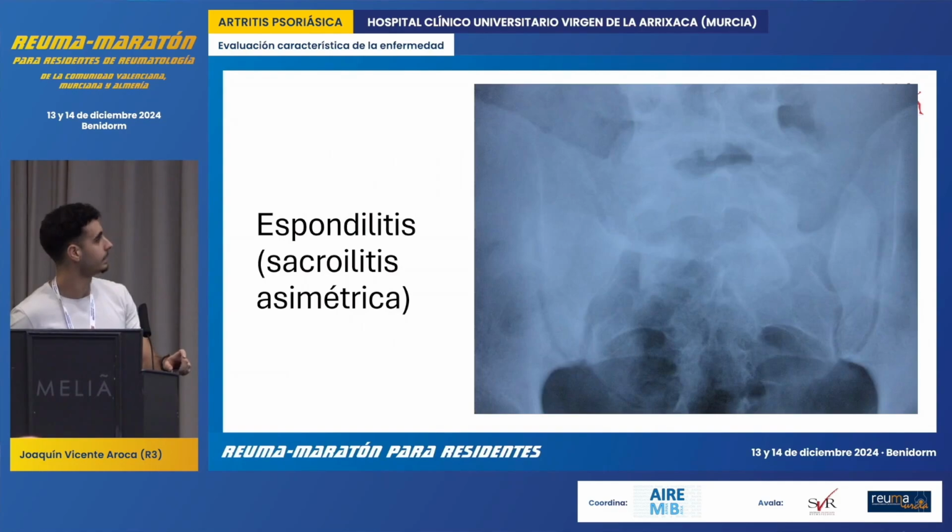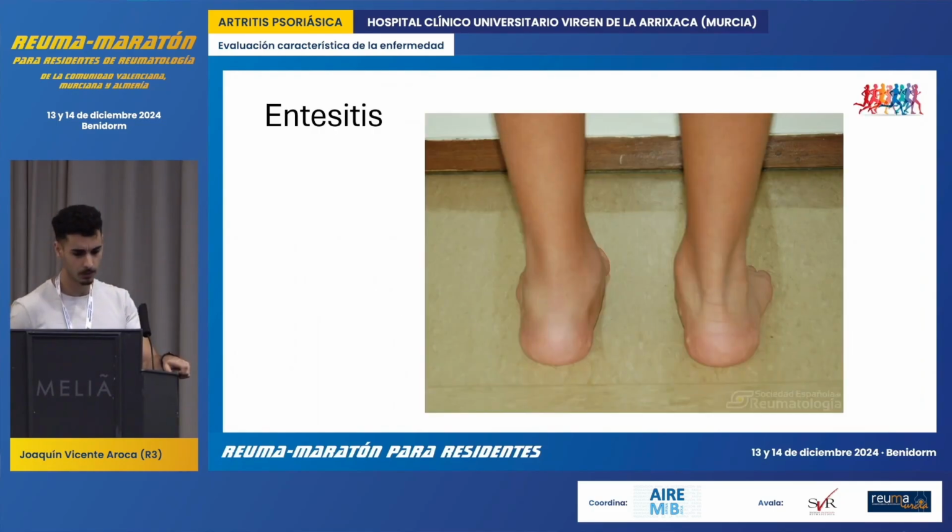Another finding in spondylitis. Here I think the image is somewhat unclear, but anyway. On the left side, there was a sacroiliac joint that was practically preserved, whereas on the right side, we can't distinguish where the sacrum ends and the ilium begins. Therefore, these asymmetric sacroiliitis cases are much more typical of spondylitis in the psoriatic spectrum.